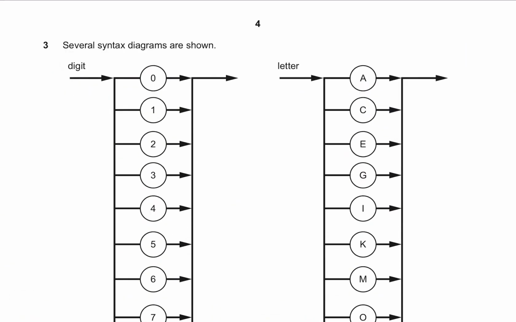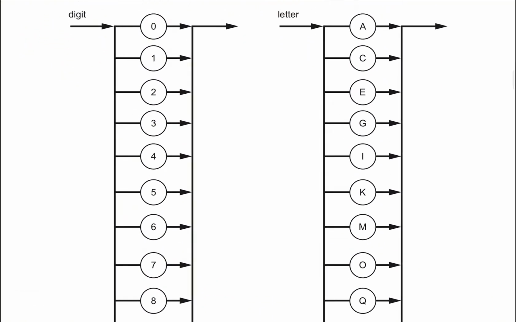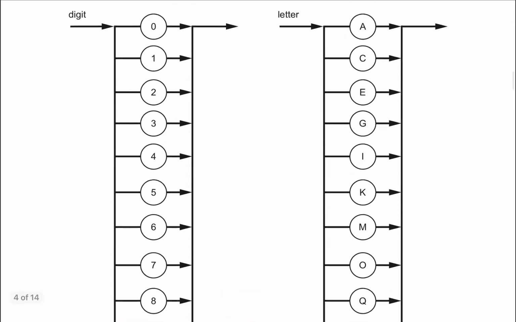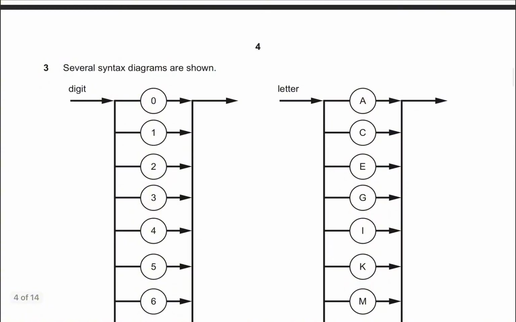The next part of the question says several syntax diagrams are shown, with digits 0 to 9 and letters A to Y. To answer this question, it is from the topic Backus-Naur form, translation software, chapter 5. If you read those chapters and solve questions, it's really easy.